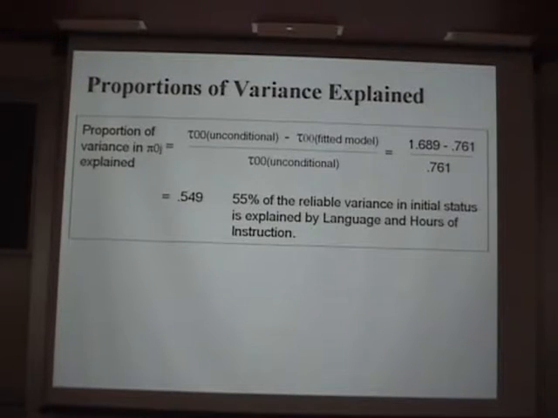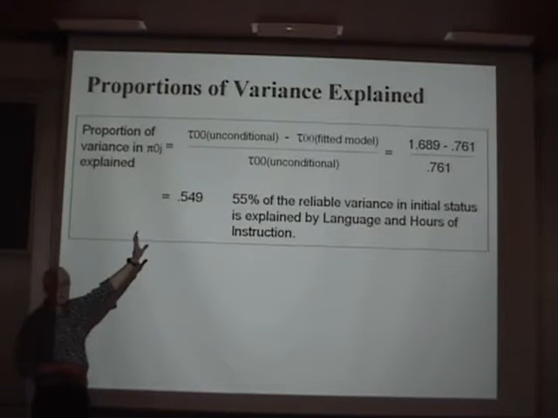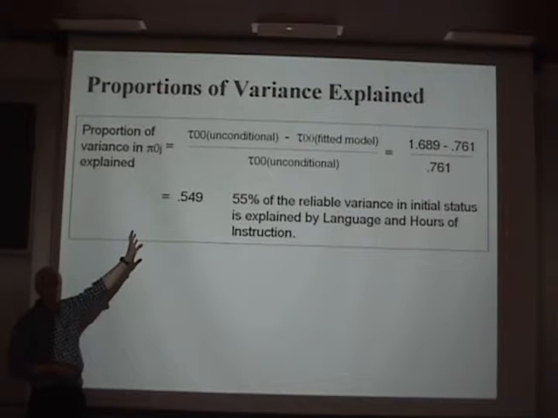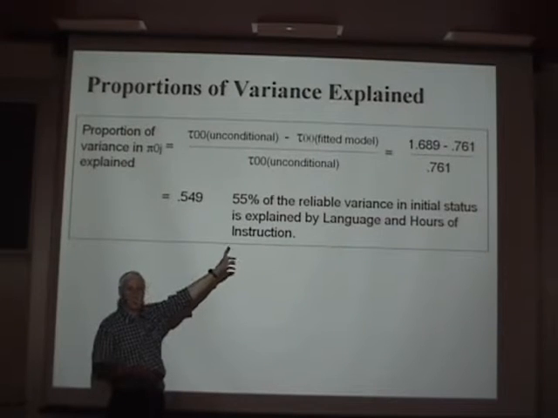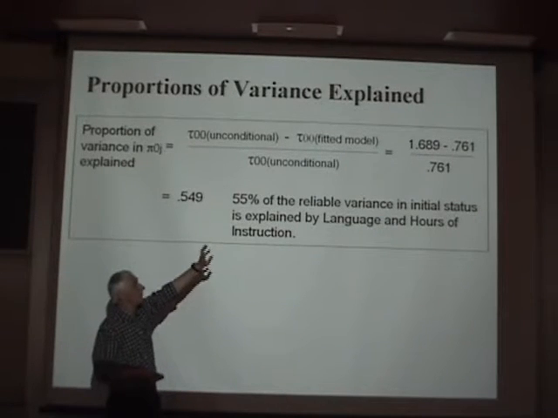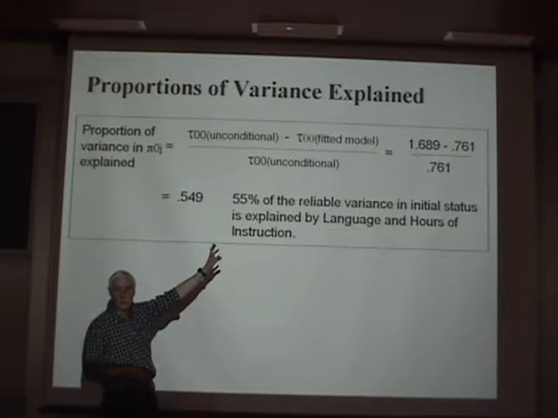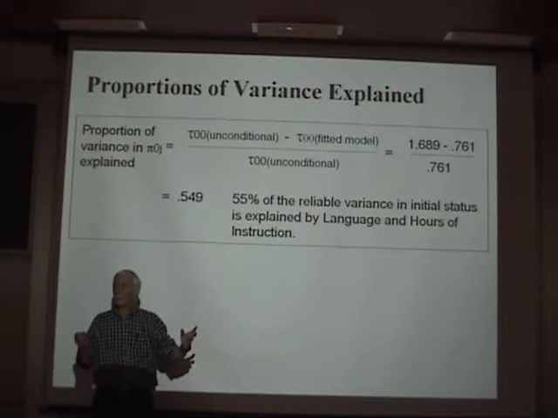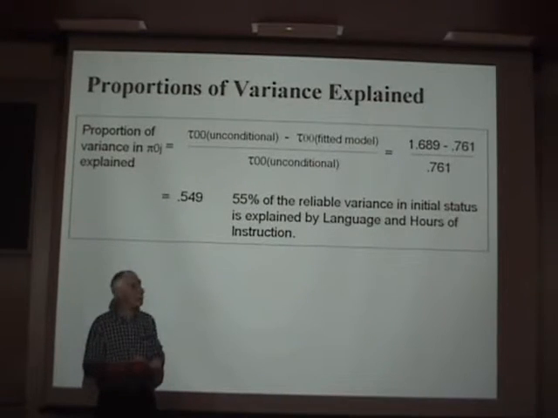So how much of the variance is explained? This is the proportion of variance in y-intercepts, the initial values, explained by home language and hours of instruction. So the tau that's unconditional, without those predictive variables in the level 2 equation for intercepts, and the tau with the predictive variables in the equation, divided by the tau without the variables in the equation. So the standard ratio that we've been calculating all along.